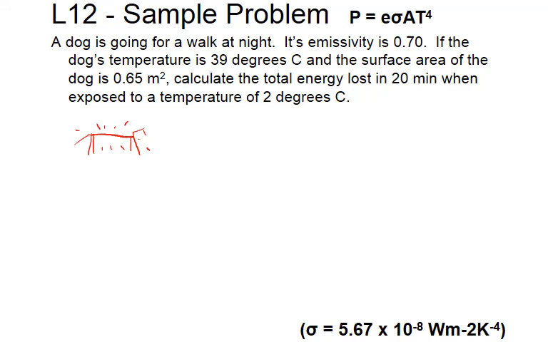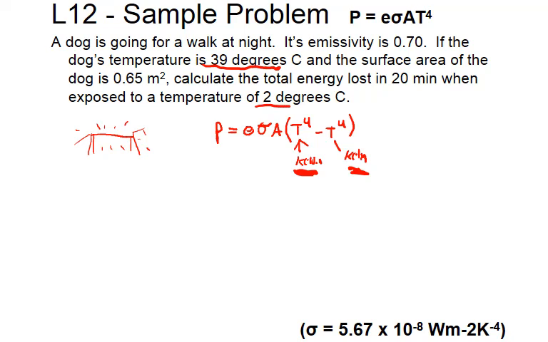Now, as you set this up, and here's the dog, right? We have to have our temperature in Kelvin, so you have to be careful with that. And then you're going to do the temperature calculation first. You're going to take the temperature in Kelvin of the dog, 39 plus 273, and then take that to the fourth power. Then subtract the outside temperature, 2 degrees plus 273, taken to the fourth power, before you do anything else.